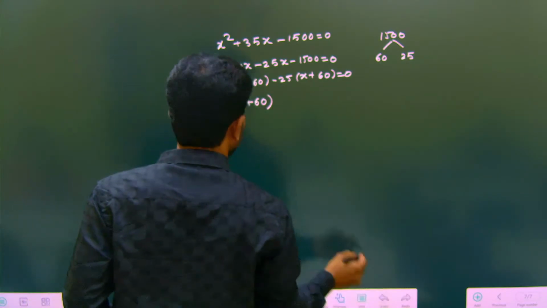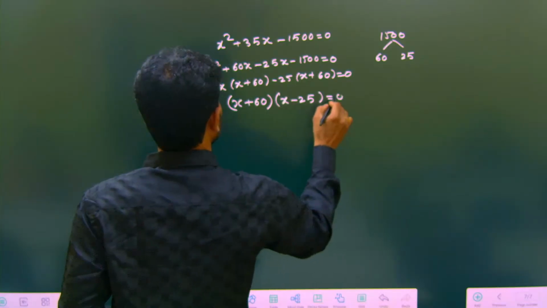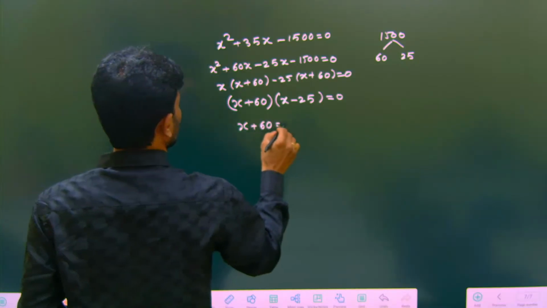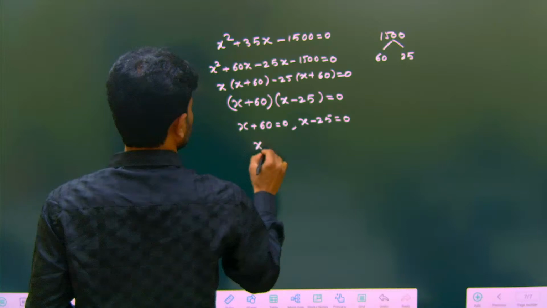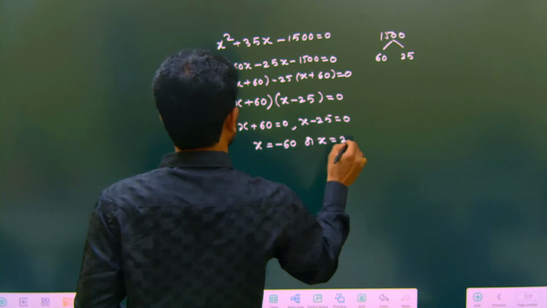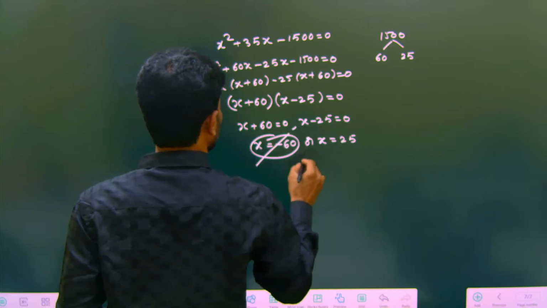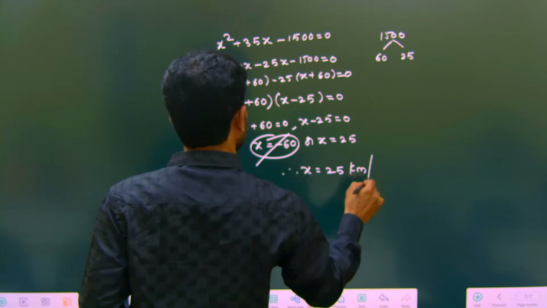So x plus 60 is equal to 0, or x minus 25 is equal to 0. Or x is equal to minus 60, or x is equal to 25. x is equal to minus 60 we cannot take. Therefore x is equal to 25 is the answer.